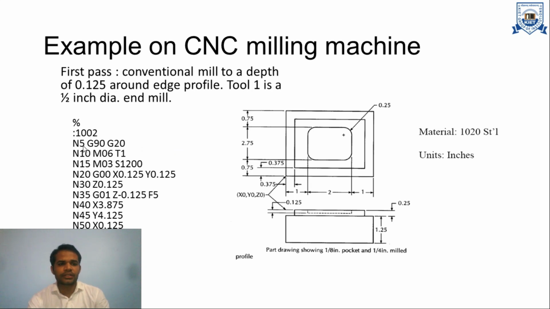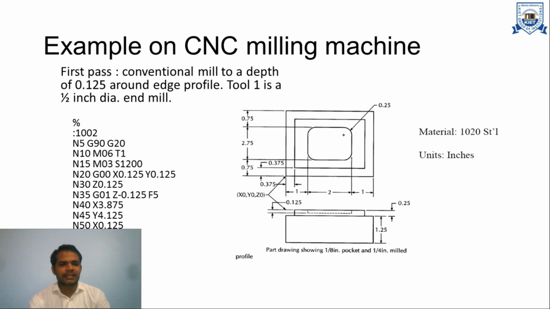Here we start with G90 and G20. As you know, G90 is absolute dimension, and we also use G91, which is incremental dimension. G20 is used for inch mode, so all the dimensions are in inches. M06 is a miscellaneous code. M06 for tool 1 is used. M03 is spindle on, and the spindle speed is around 1200, a specific speed is given.